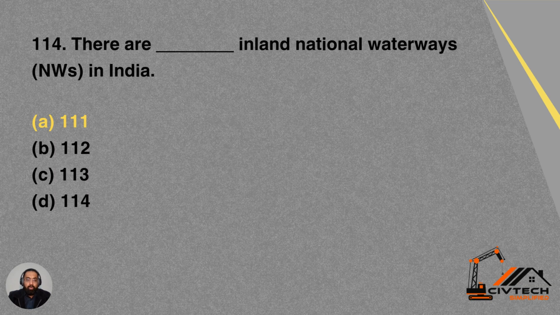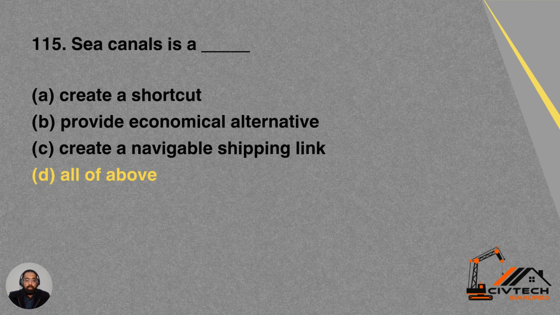114. There are dash inland national waterways in India. What are the inland national waterways (NWs) in India? How many? Option A is 111, option B 112, option C 113, option D 114. So A is the correct answer. There are 111 inland national waterways in India.